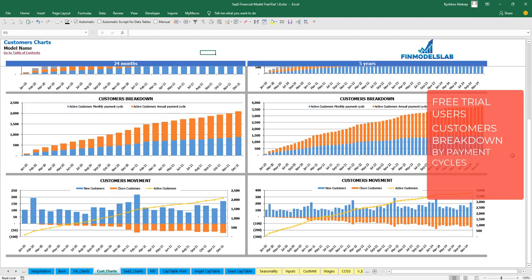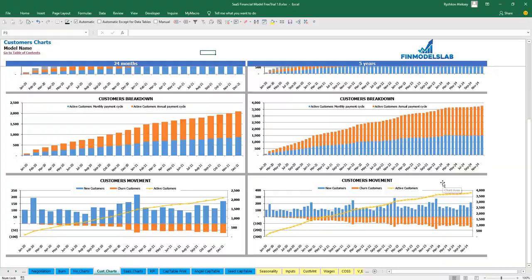And the last chart on this sheet will show you the customers movement, which includes the new customers by months, churn customers by months, and as a result, the yellow line will show you the active customers by months for the 2 years and for the 5 years.